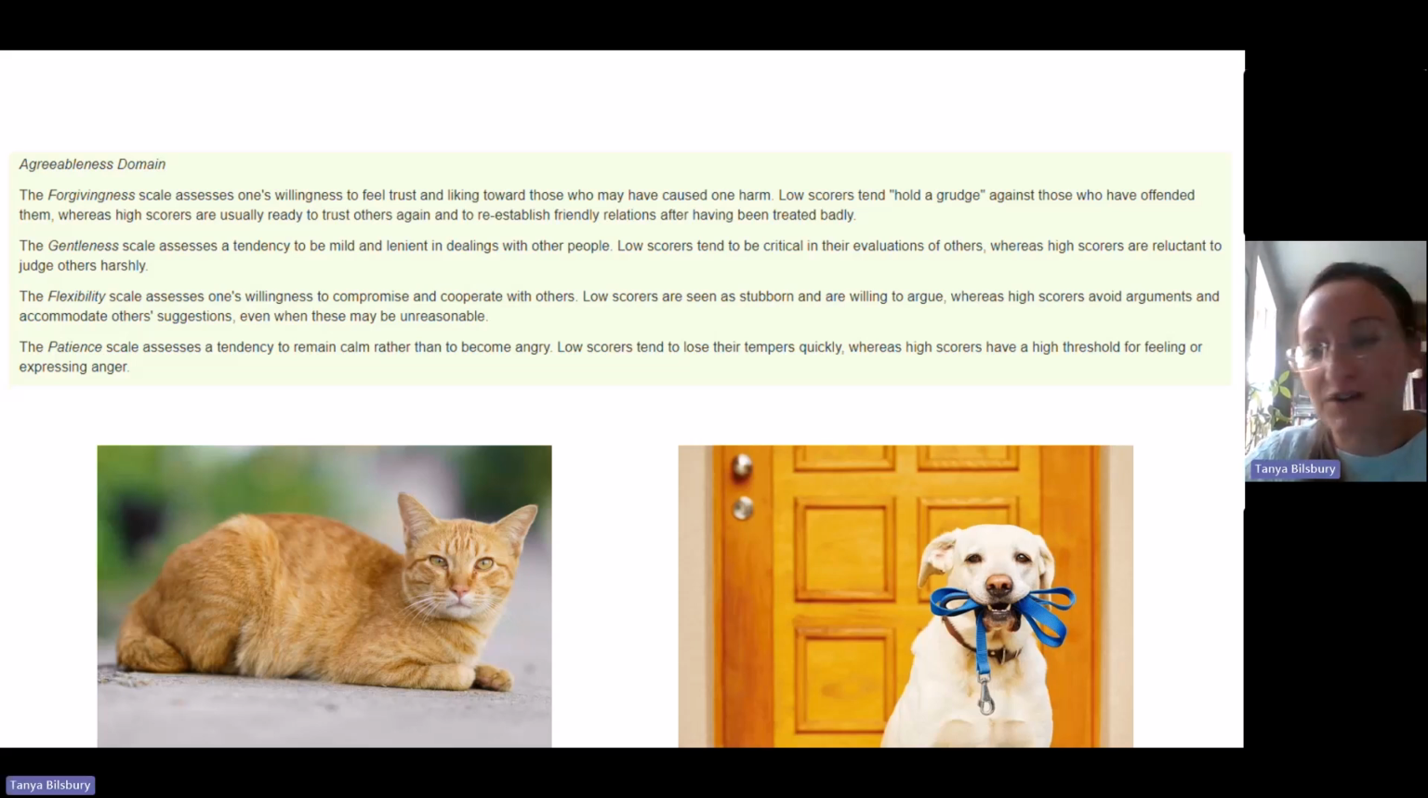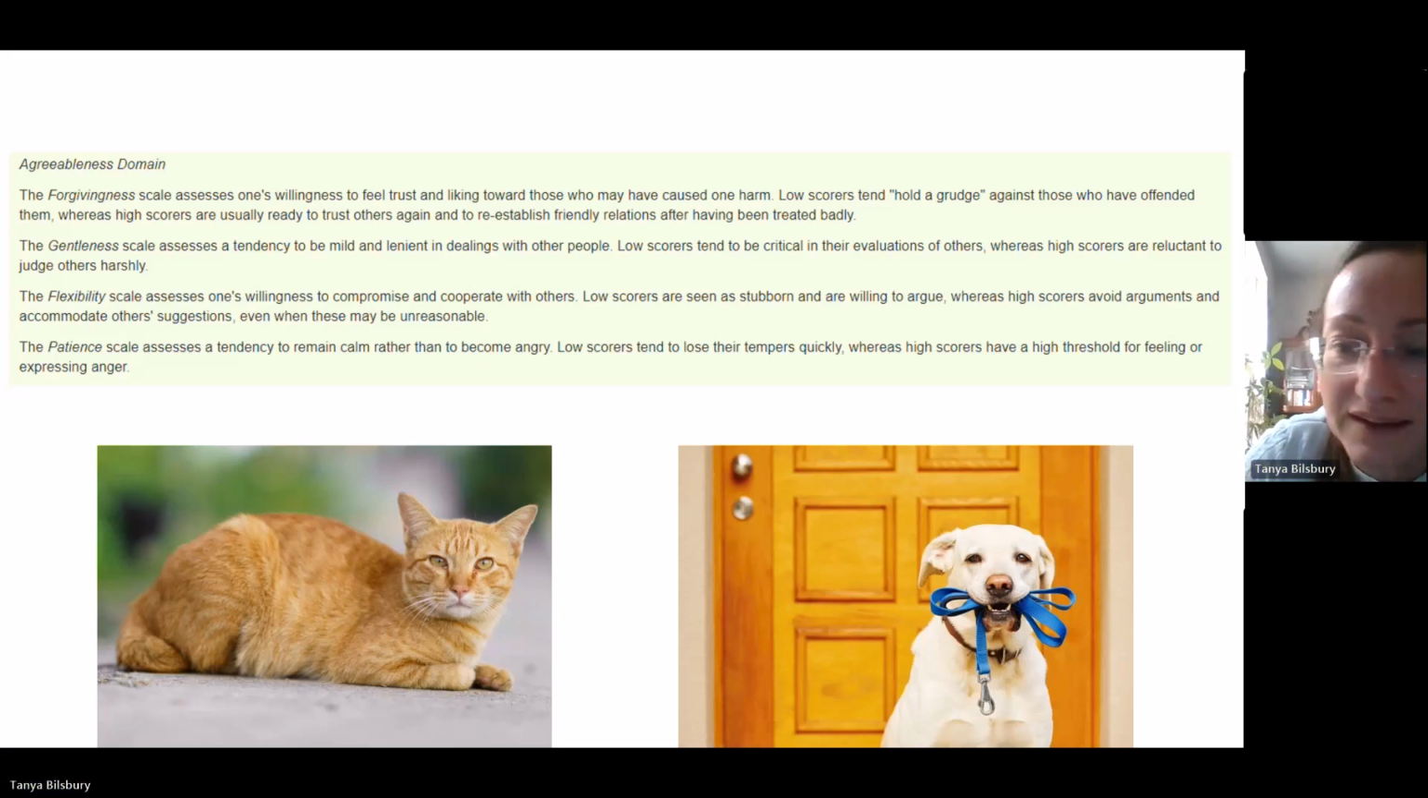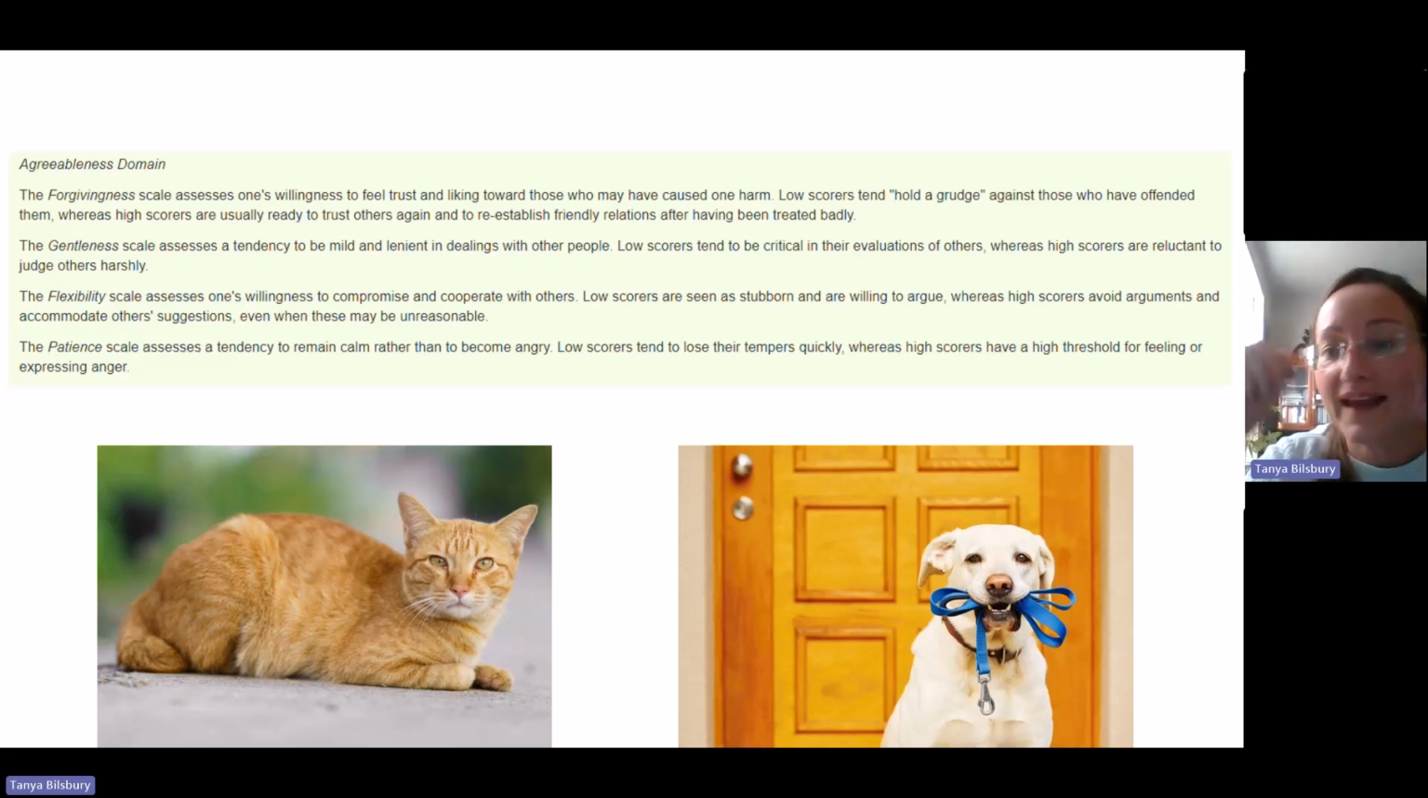There are some interesting correlations out there with agreeableness. Agreeable people are more likely to be dog people. A little bit more likely. This is not a strong effect. Disagreeable people are a bit more likely to be cat people. Now, cats are disagreeable, right? And if they don't like what you're doing, they're like, bleh. They're not having it. They're not trying to please you.